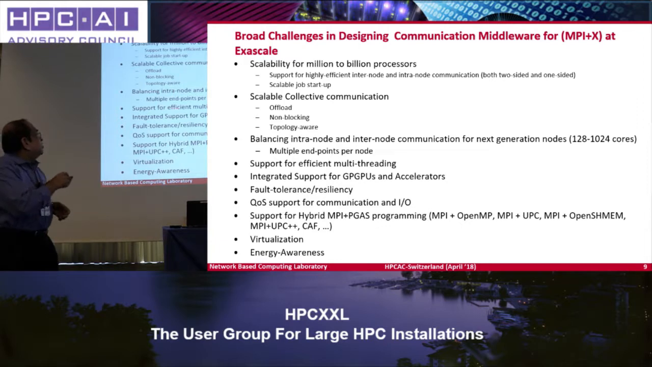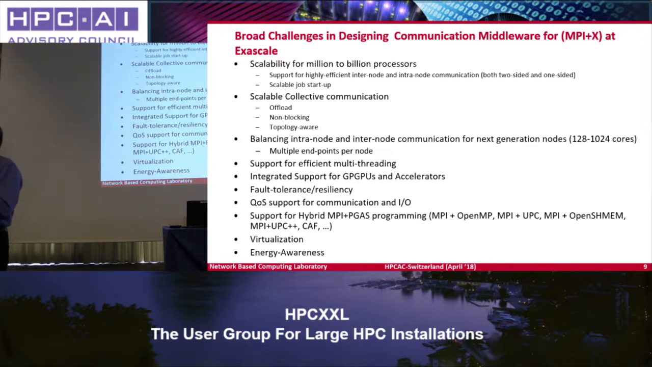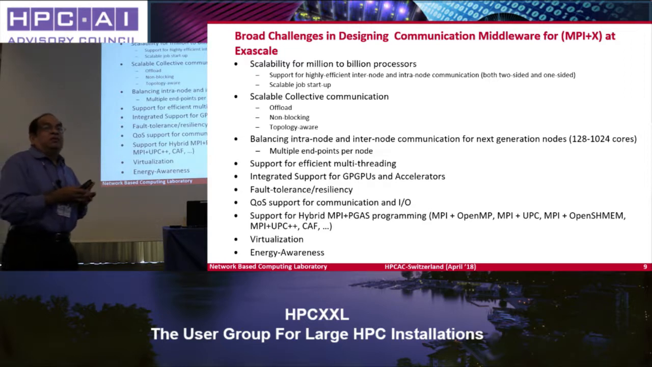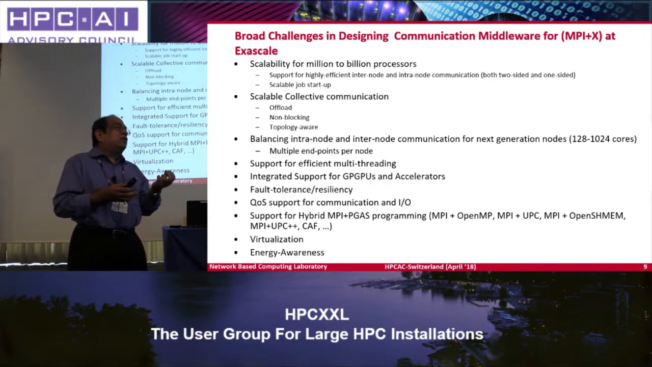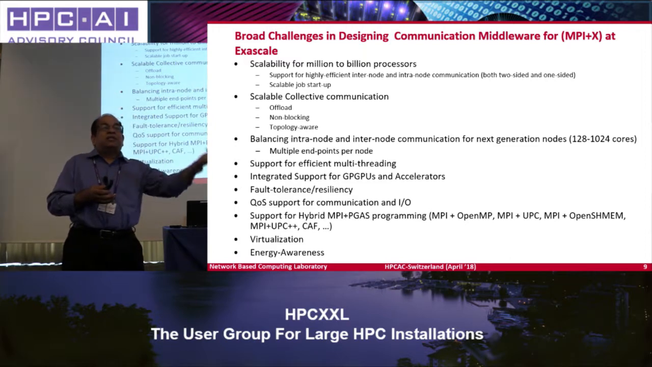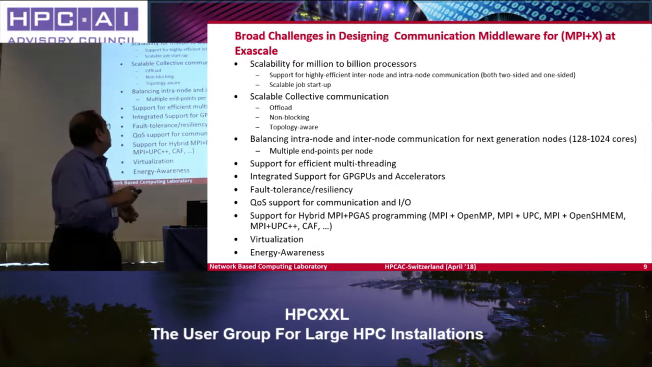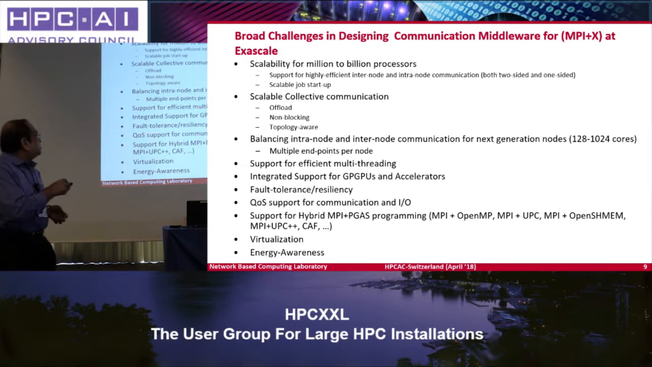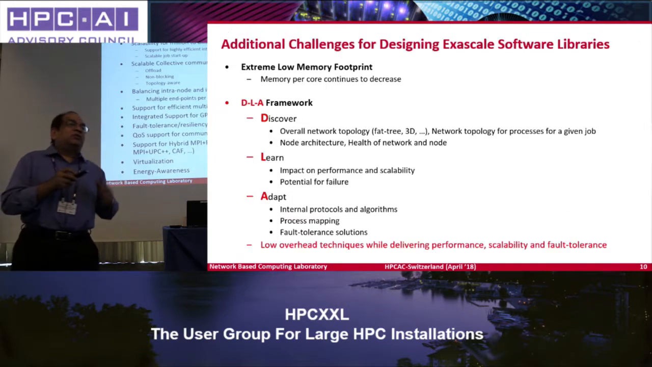You also need to balance intra-node and inter-node. So these days, the number of cores per node are increasing. So in fact, you will see that many times a lot of communication happens within the node. So how do I optimize those intra-node and then try to also match with the outside, okay? So that I'm not seeing any bottlenecks. You also need to have some good integrated support with GPUs and accelerators, quality of service support, hybrid programming, virtualization, energy awareness. So these are all the kind of a wish list kind of things you need to address.